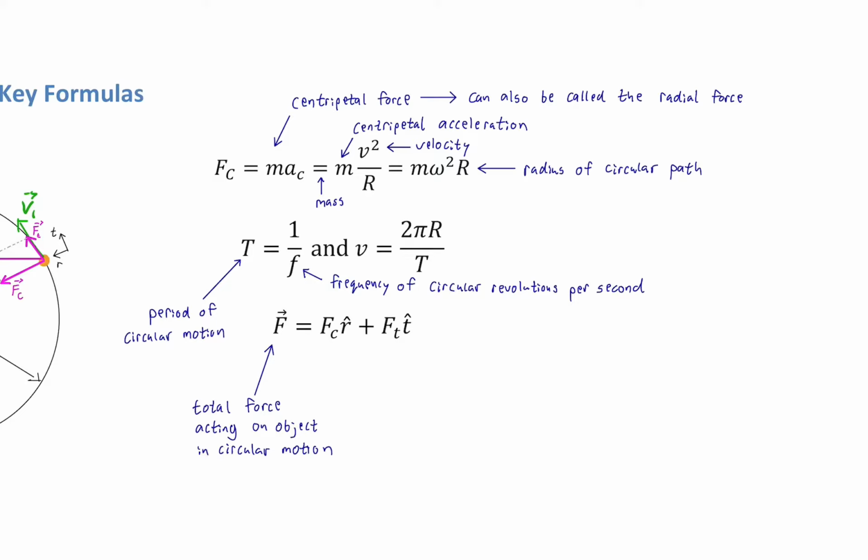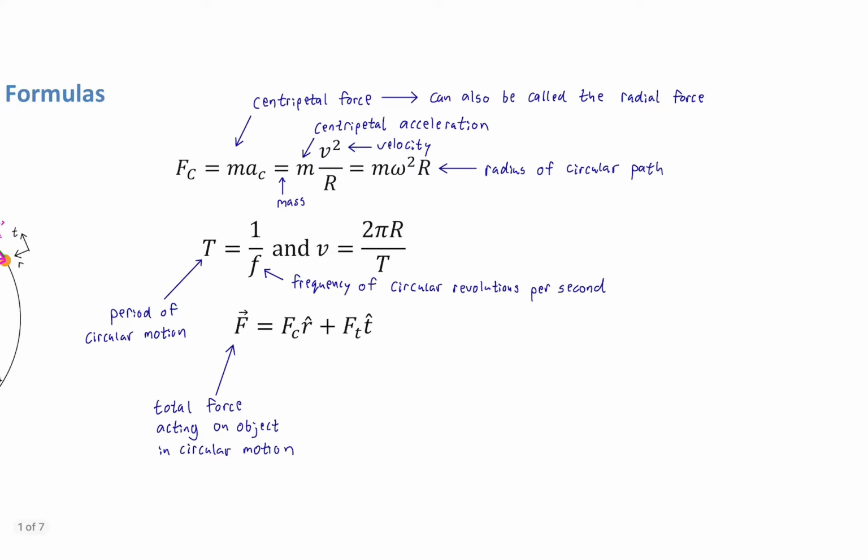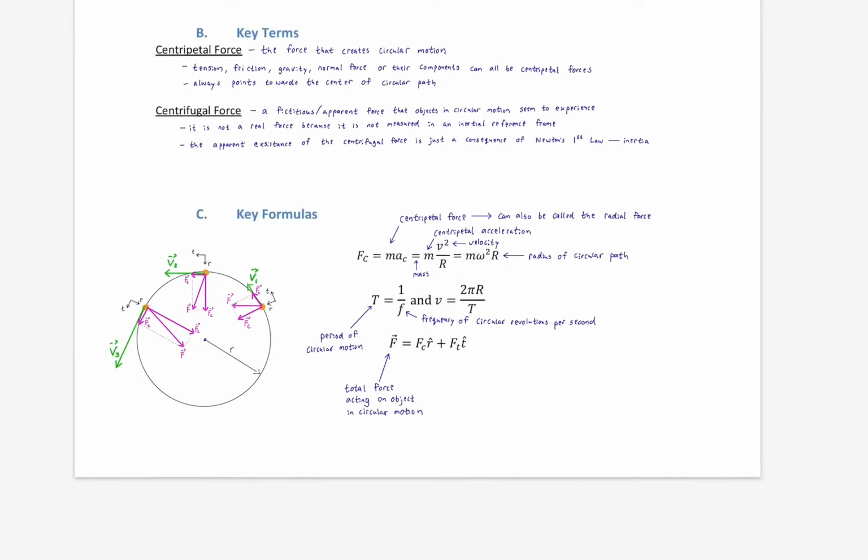But either way, the force vector is equal to the centripetal component times the unit vector in the radial direction, and the tangential component of the force times the unit vector in the tangential direction. Tangential, really think of it as parallel to velocity, and radial, pointing towards the center. Okay, let's get to those examples.